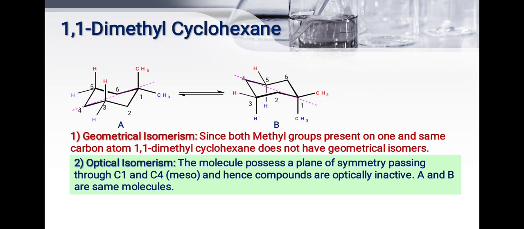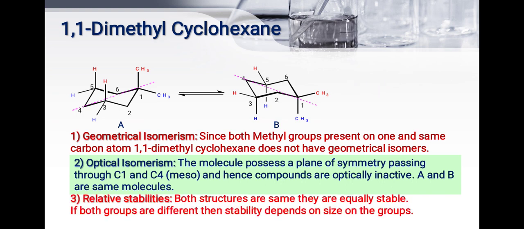Optical isomerism: the molecule possesses a plane of symmetry passing through C1 and C4. See the first carbon and fourth carbon. Here the pink line is there, that means a plane of symmetry is there. Hence the compounds are optically inactive. A and B are the same molecules. Relative stability: both structures are the same. They are equally stable. If both groups are different, then stability depends on the size of the group.